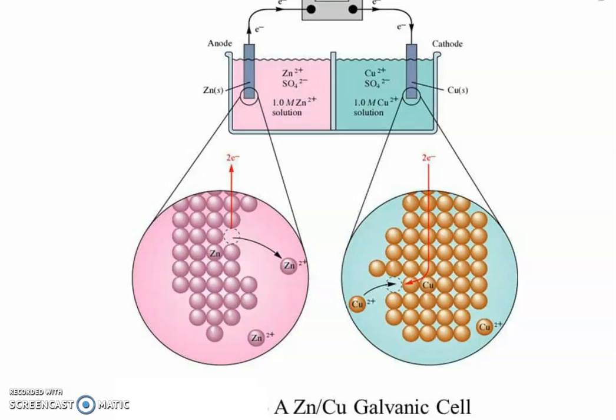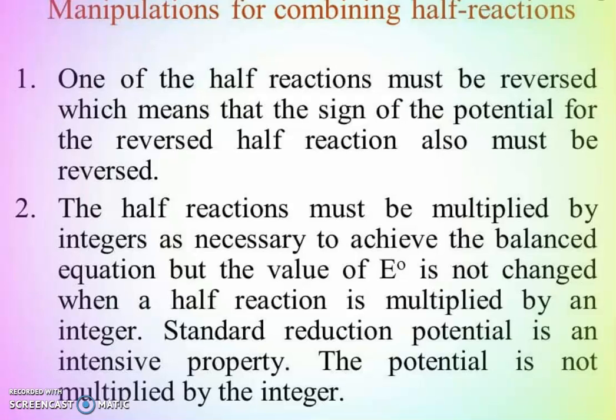The electrons go from anode to cathode. So here you can see copper 2+ taking 2 electrons and zinc giving 2 electrons, and all this phenomenon happens at the interface. You know, the interface is important. So if copper 2+ gets 2 electrons, then it becomes copper. If zinc releases 2 electrons, then it becomes zinc 2+. That is the importance.